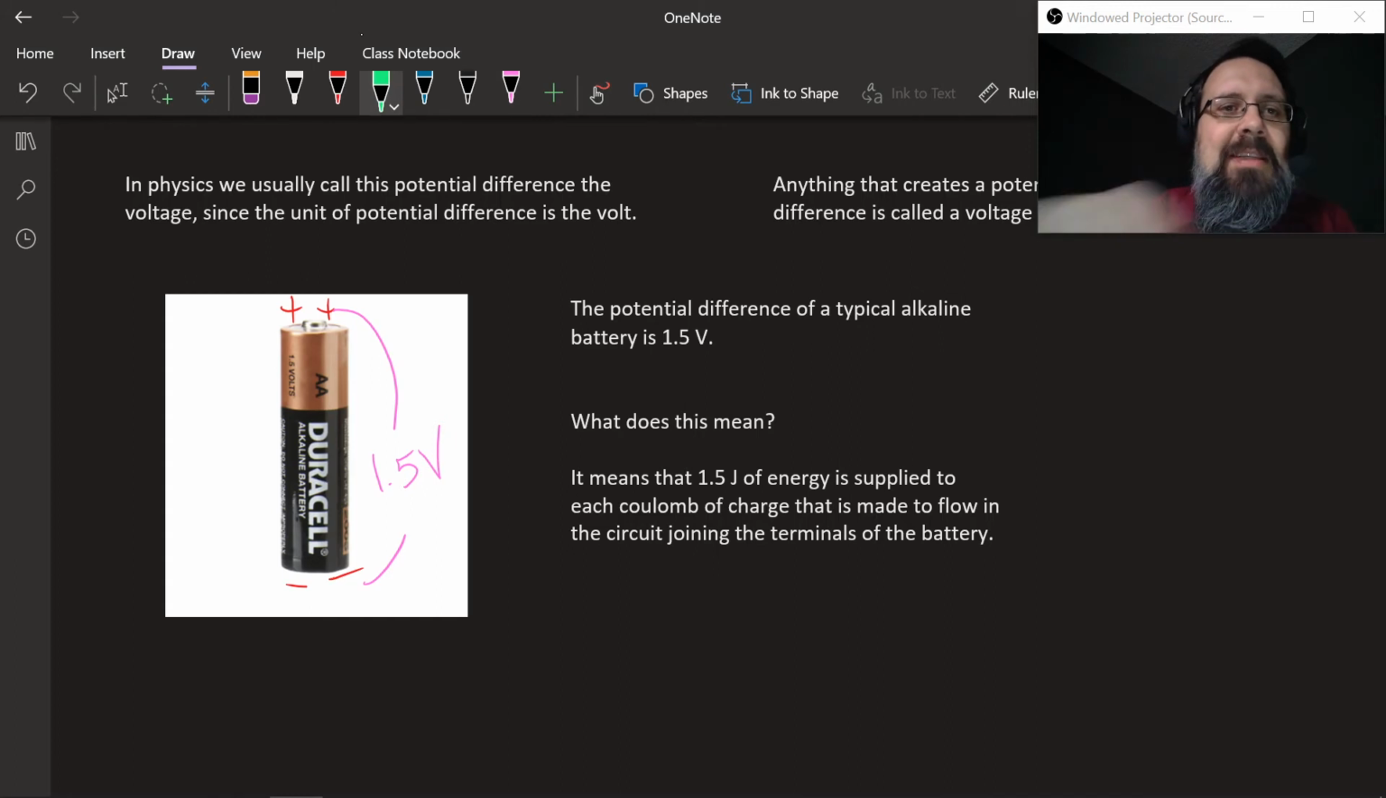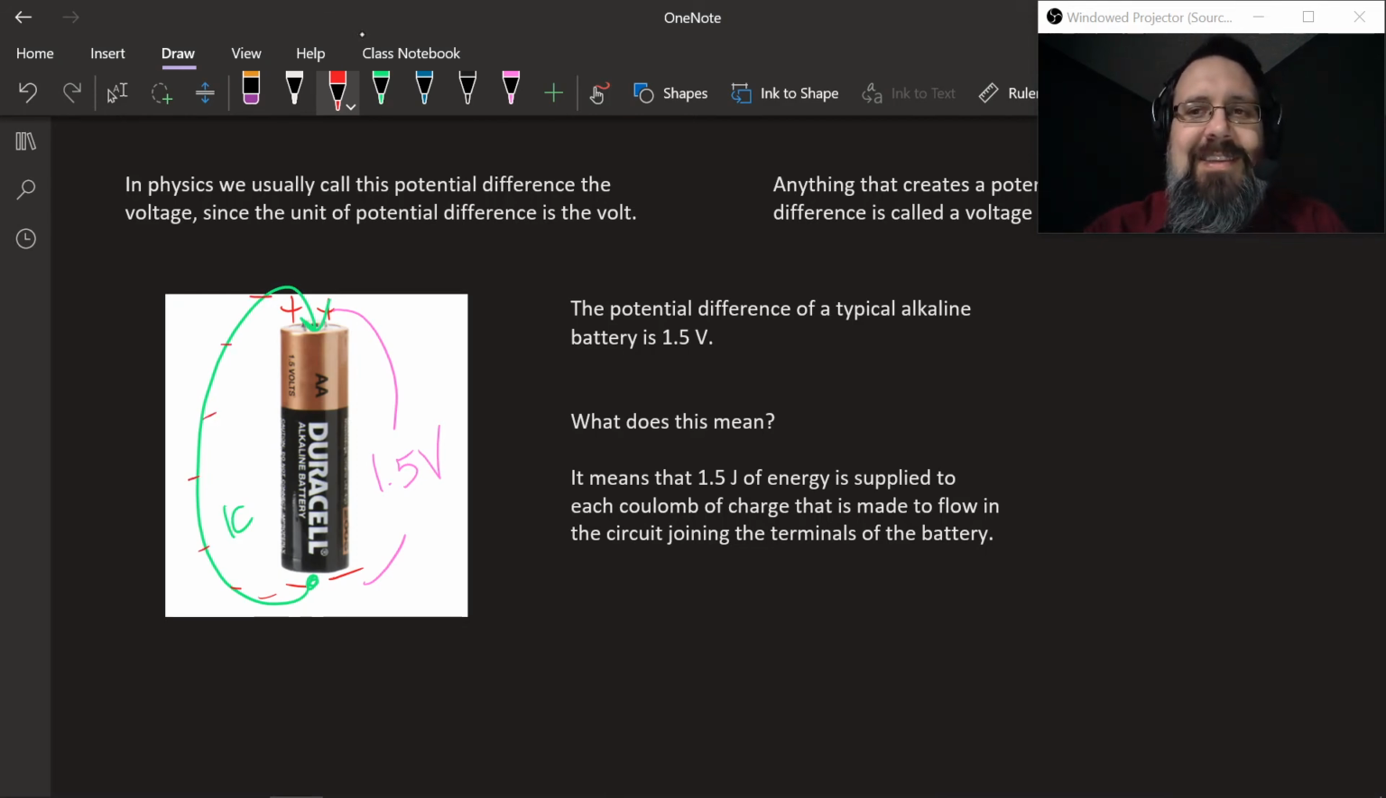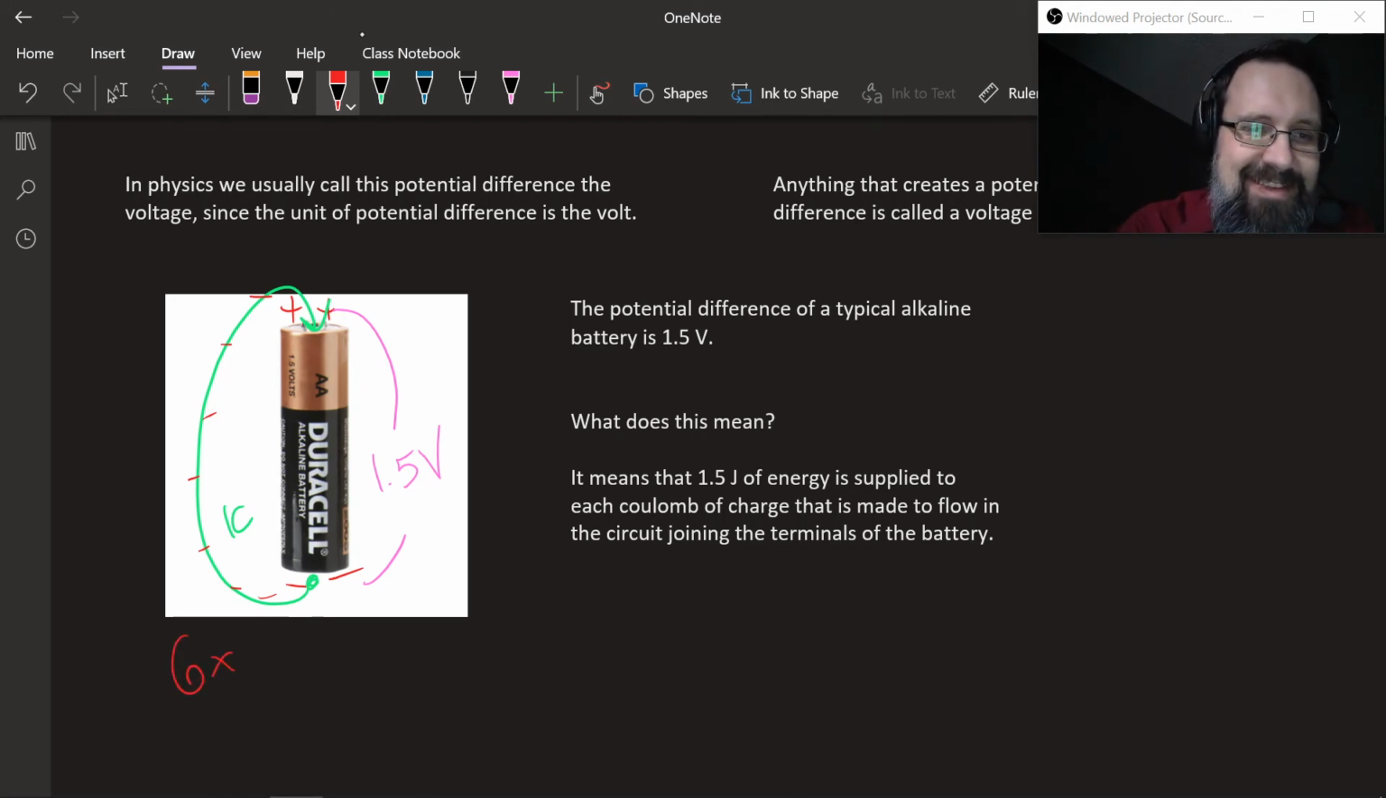What it means is that if you have a Coulomb of charge passing from one terminal to the other terminal, so if I have 1 Coulomb of charge moving along this wire, I'm going to draw all the charges here. If I have a Coulomb of charge, remember how many electrons it is? Ben, do you remember the number? It was that ridiculously huge number. What was it again? 6,250,000,000,000, and then there's always the zeros, so whatever.